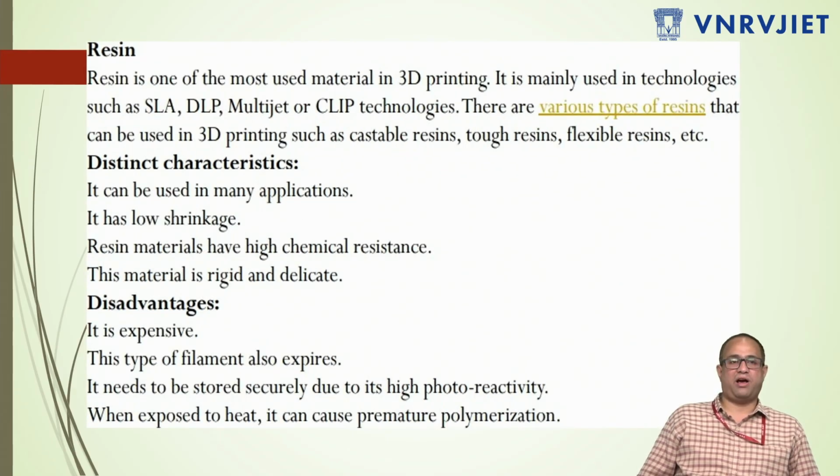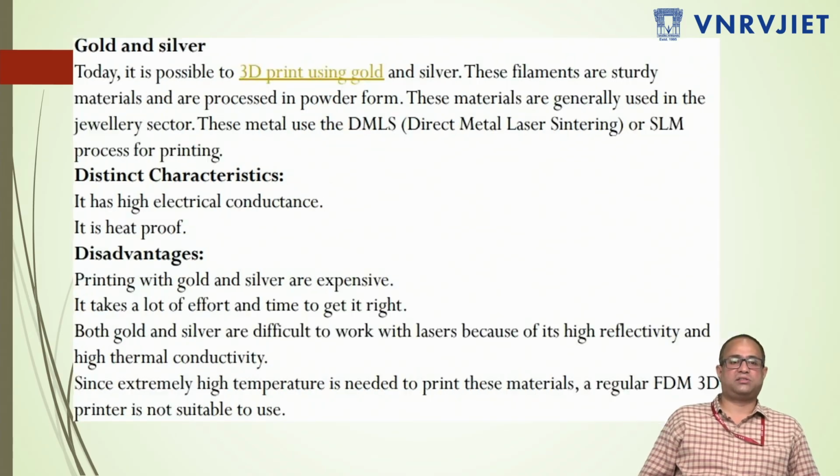And coming to the case of resin, this is used in SLA, a photopolymer liquid, where an exothermic reaction happens and the liquid material becomes solid. It can be used in many applications. It has low shrinkage, and this material is very rigid and delicate. And also coming to the case of drawbacks, it is expensive, and this type of filament also expires.